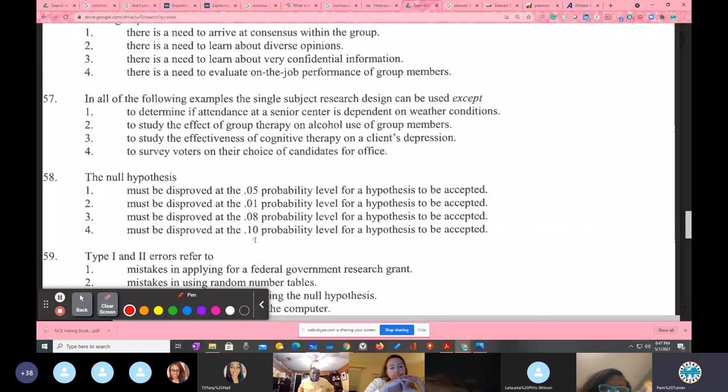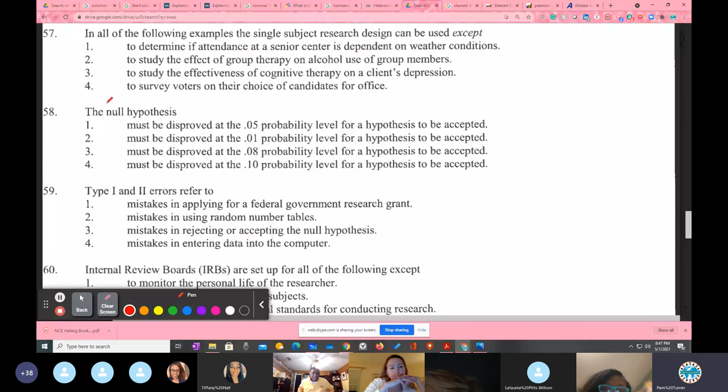Oh, I talked about this a minute ago. The null hypothesis. Oh, remember? Okay. Must be disproved at a 0.05 probability level for the hypothesis to be effective. Must be disproved at the 0.01 probability level for the hypothesis to be accepted. Must be disproved at the 0.08 or must be disproved at the 0.10. What's my answer? My answer is 1. Right? My null should be rejected at the 95%, 95 out of 100, right? That's all it takes is the 0.05.